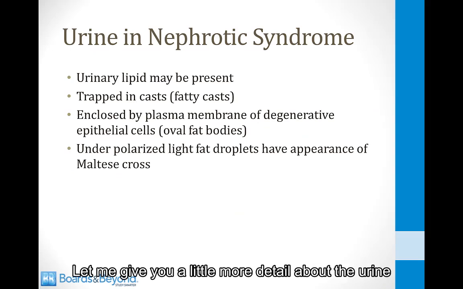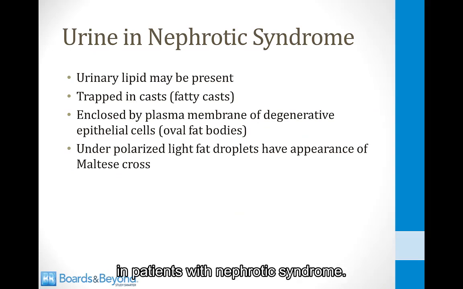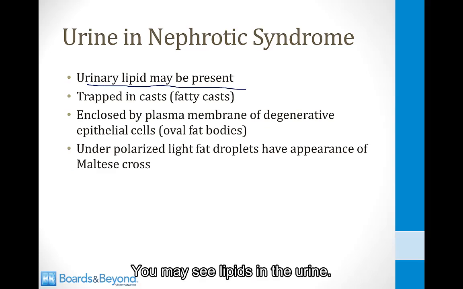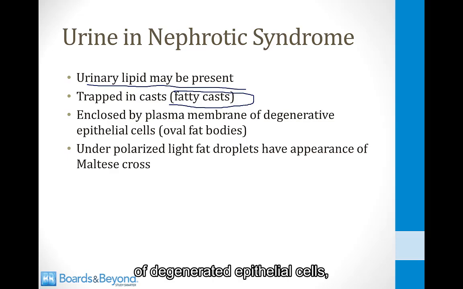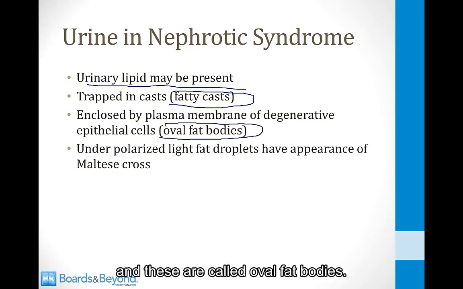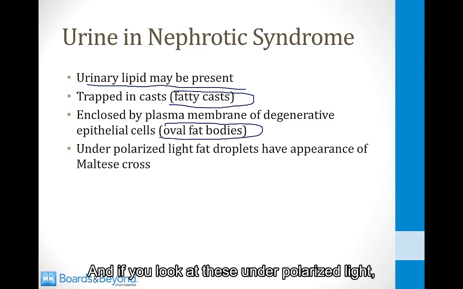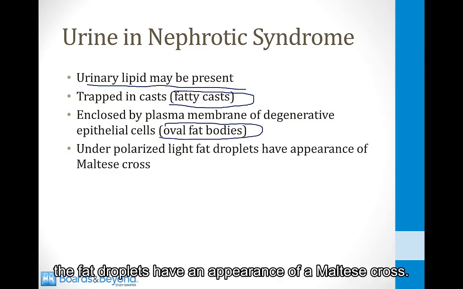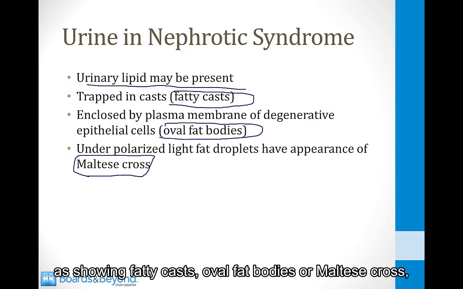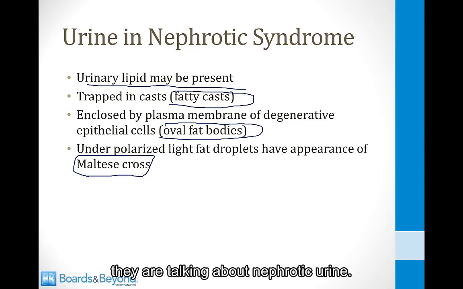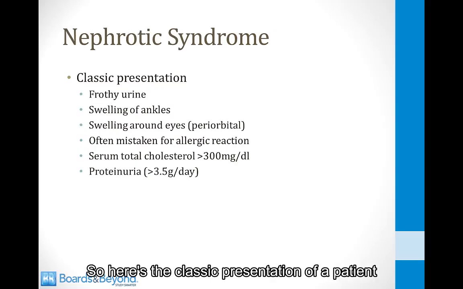Let me give you a little more detail about the urine in patients with nephrotic syndrome. You may see lipids in the urine. Now, they can be trapped in casts, and these are called fatty casts. They also can be enclosed by a plasma membrane of degenerated epithelial cells, and these are called oval fat bodies. And if you look at these under polarized light, the fat droplets have an appearance of a Maltese cross. So if you heard a description of urine as showing fatty casts, oval fat bodies, or Maltese cross, they are talking about nephrotic urine.